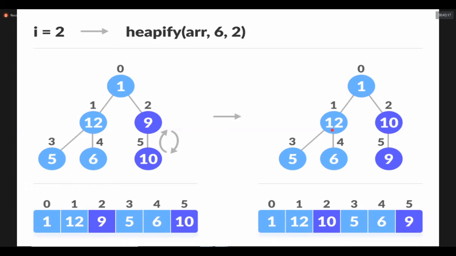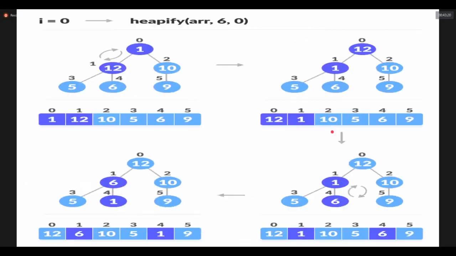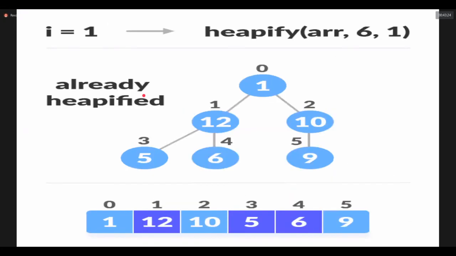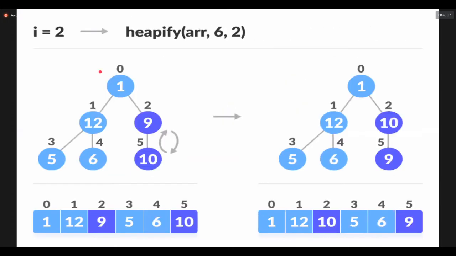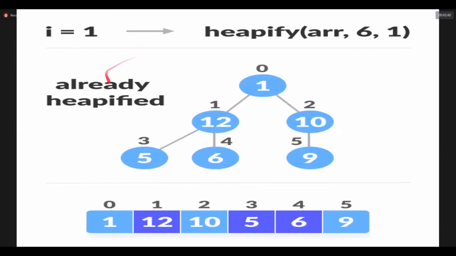Okay, in 12, what are the children? 5 and 6. The largest is also 12. So the root is the largest, so no swap. So it is already heapified. So next, i value decreased by 1. Now i value is 0.